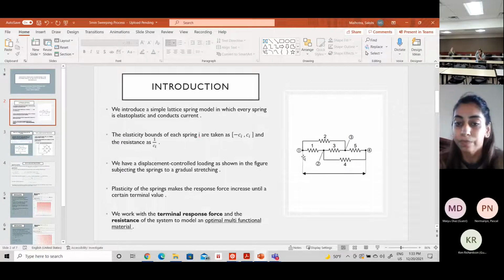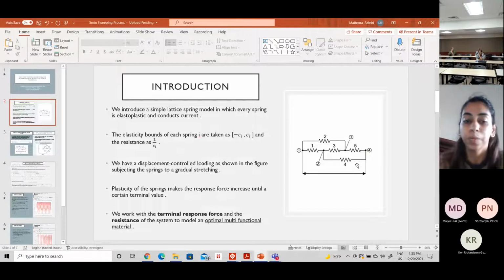As you see, there's a displacement control loading between node 1 and 4 here. Upon gradual stretching, certain springs go into plastic mode and the response force increases until a certain terminal value.